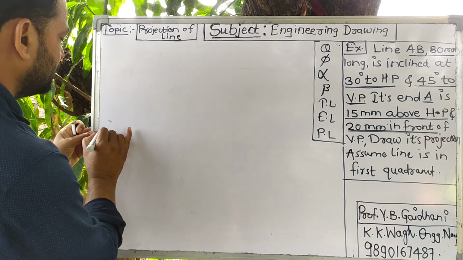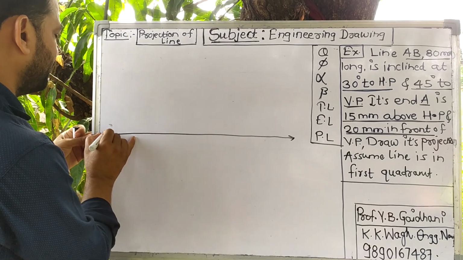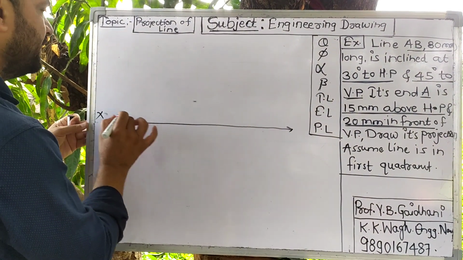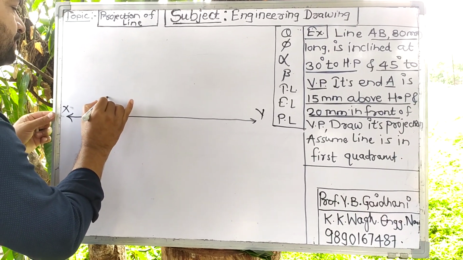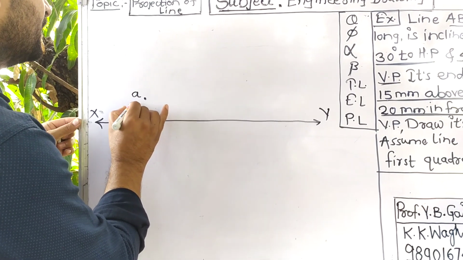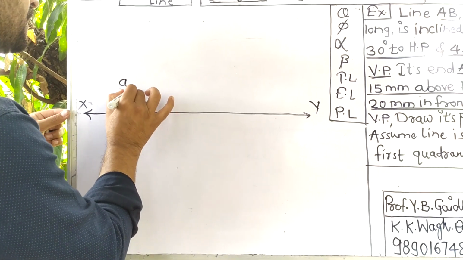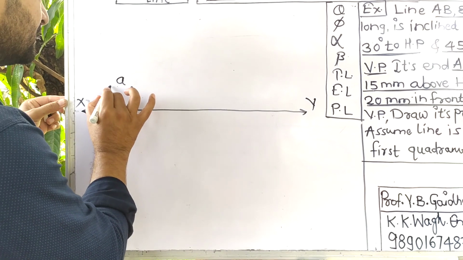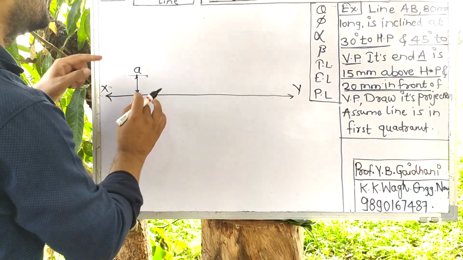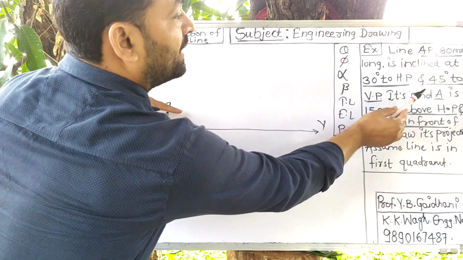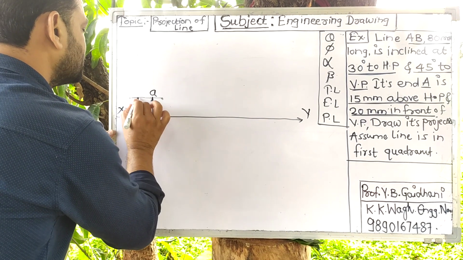What is the procedure of drawing this problem? Before this we have to draw the XY line. Consider it is the XY line. Here we have to locate point A of the line. This is point A, which we draw here. This is the above distance: end A is 15 mm above. This distance is 15 mm.